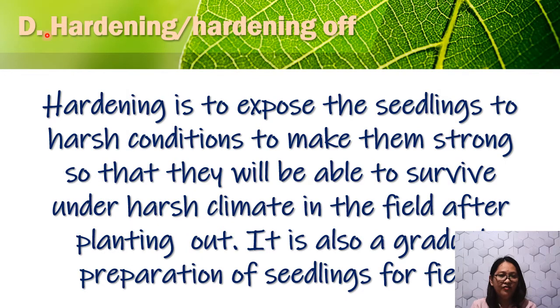Letter D, we have hardening or hardening off. Hardening is to expose the seedlings to harsh conditions, to make them strong so that they will be able to survive under harsh climate in the field after planting out. It is also a gradual preparation of seedlings for the field.